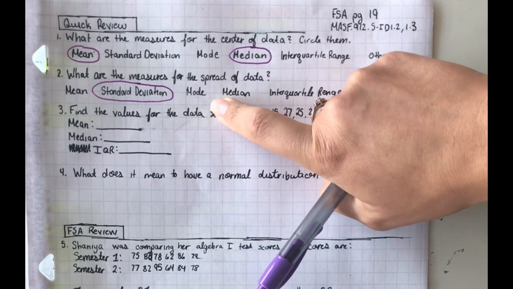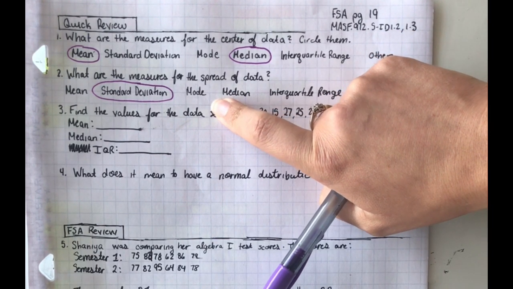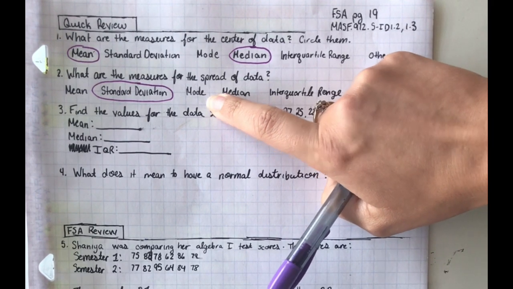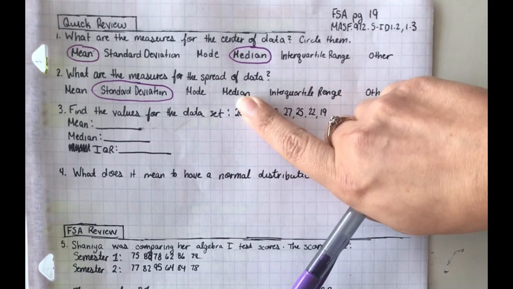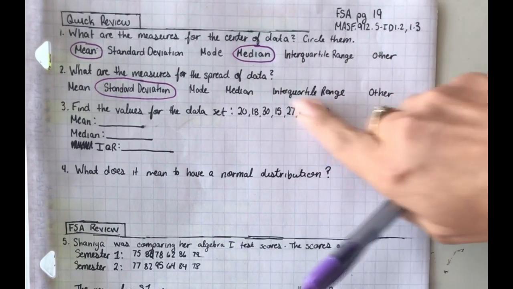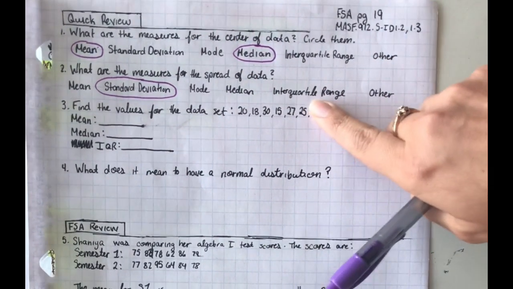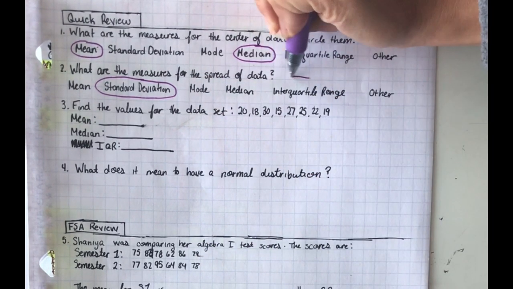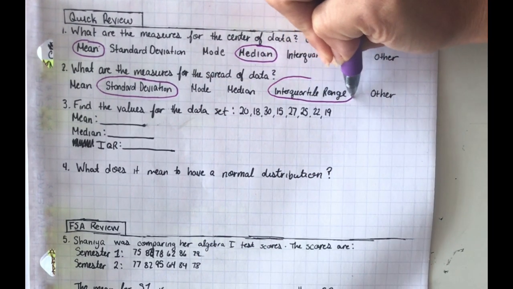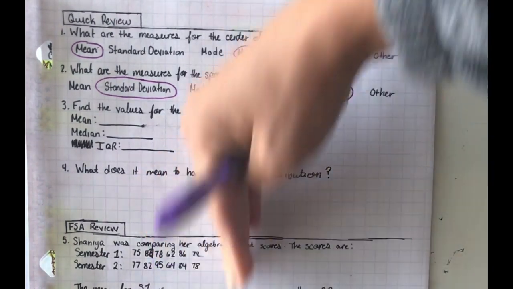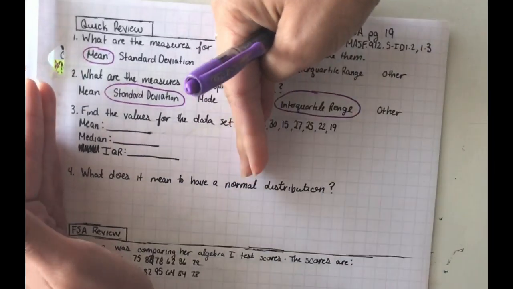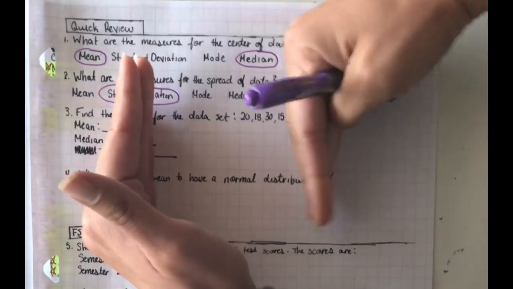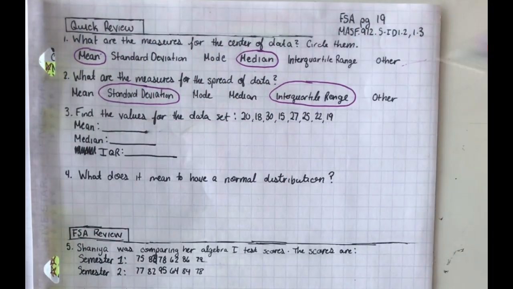You could use mode to talk about spread of data, because if there isn't a mode, then you know that the data is pretty spread out, but it's kind of a stretch, so I'm not going to circle it. We already said that median is center of data. An interquartile range also has to do with the spread of the data, because it's the distance between the median and the lowest point right here, and the median and the highest point right here, the distance between those 2 points.